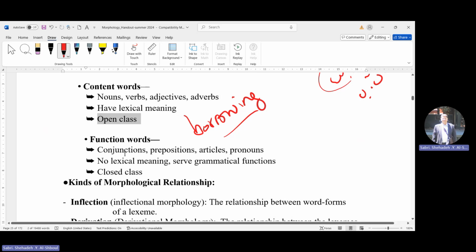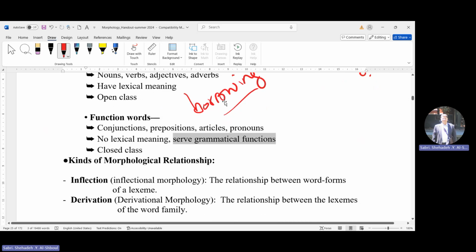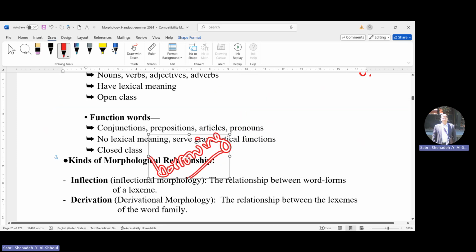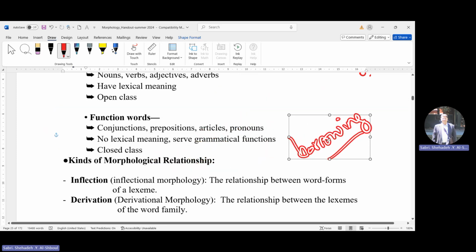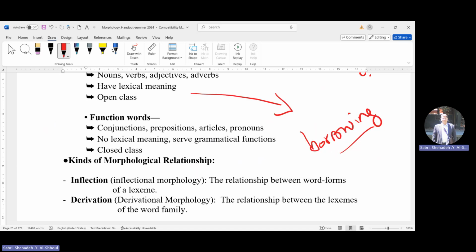Function words have no lexical meaning, right? But they add meaning to the form or constituent or phrase because they serve grammatical functions, like conjunctions, prepositions, articles, pronouns, and so on and so forth. They are closed, as we said, in terms also of borrowing. So here, the notion of borrowing can apply to both the content as well as the function words.